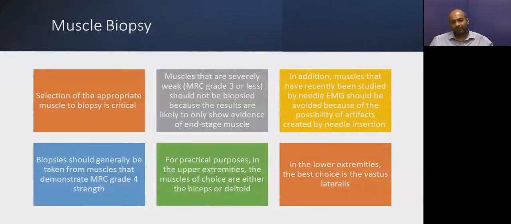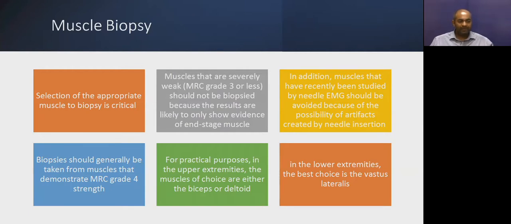Right. So biopsy. Final diagnosis may require muscle biopsy or a genetic study. So we have to be careful when to do muscle biopsy. Selection of appropriate muscle to biopsy is critical. Muscles that are severely weak, that is MRC grade 3 or less, should not be biopsied because they are likely to show only end stage muscle disease.